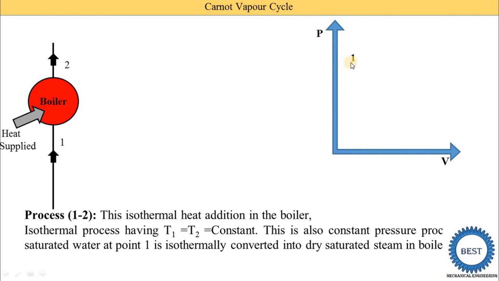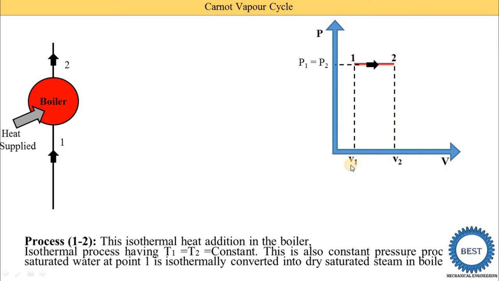Suppose this is point number 1, because in a boiler the highest pressure is there, so we draw point 1 on the upper side. The volume increases during conversion of water into steam, meaning V2 is greater than V1, so we need to move towards the right side. Here you see P1 and P2 are the same, meaning in a boiler the pressure remains constant. Here is the V1 volume, here the V2 volume, so V2 is higher than V1.